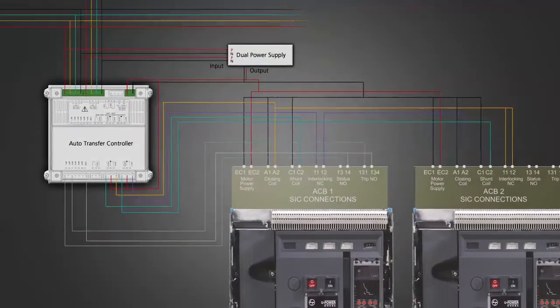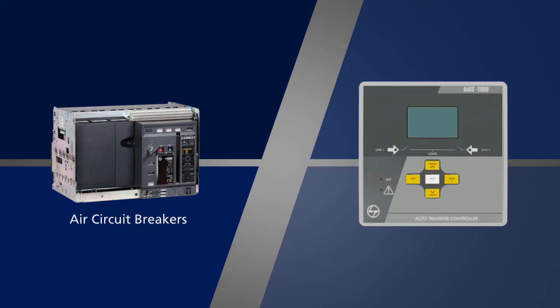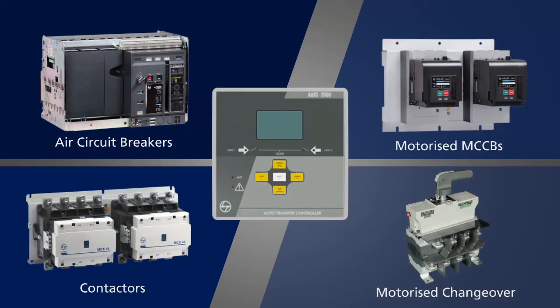NO contact, that is SIC number 13 and 14 of ACB2 connected to terminal 16 of input 2 and common terminal 21 of the controller. Trip NO contact, that is SIC number 131 and 134 of ACB2 connected to terminal 18 of input 4 and common terminal 21 of the controller. With this, we have completed the connection between the controller and the ACBs.